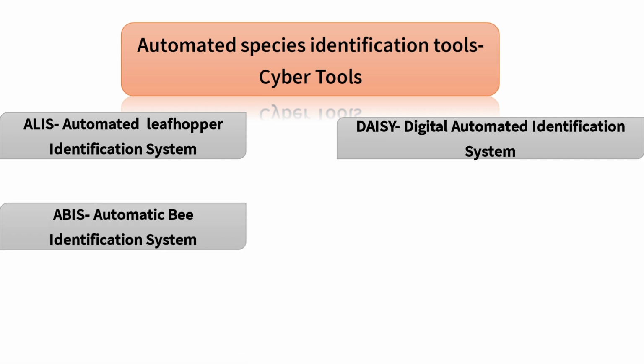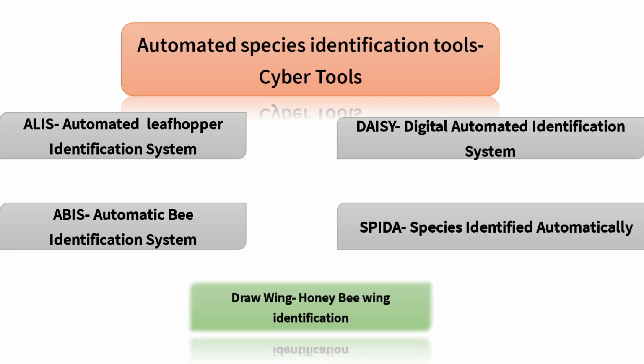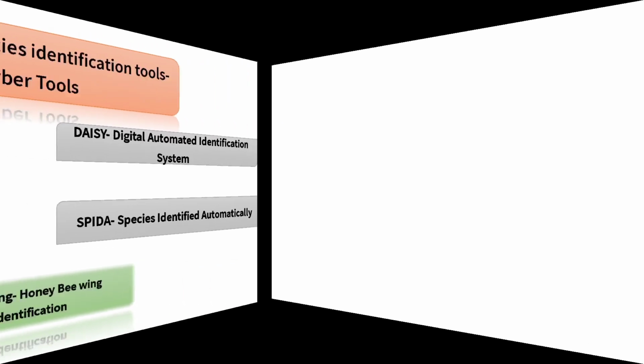And then ABIS, automatic bee identification system. It is particularly for identification of the bee. And then there is SPIDA, that is species identified automatically. This is also a tool in which you are going to identify the spider webs and bee wings, right? And then finally, DrawWing. It is a honeybee wing identification, especially for honeybees. So these are some of the tools that have been used, which automatically generate the particular organism's description, everything, right?